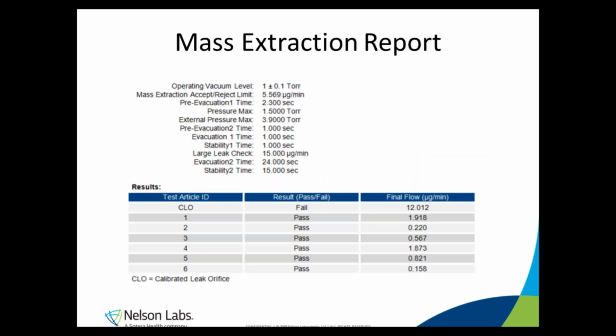The final report would contain the critical method parameters. That's based on the standards requiring us to report those. And it needs to include the pass-fail threshold value and the pressure limits and some timing steps. The final flow values and the corresponding pass or fail result is given for each sample in the results table. We also report that CLO value, so you can compare it to your sample result. And this slide here shows what maybe the data for that graph that we just looked at would look like in a final report.